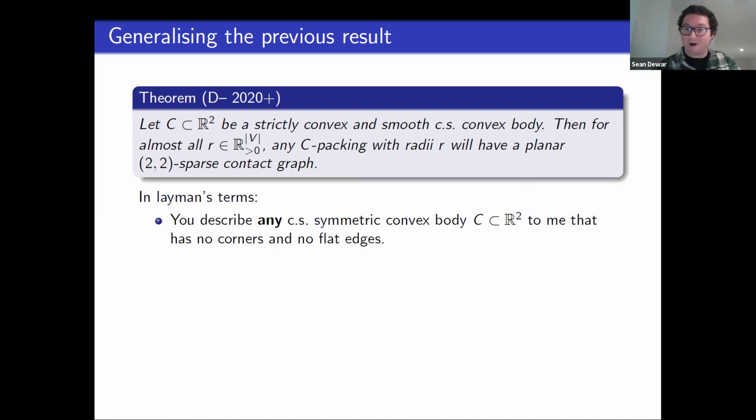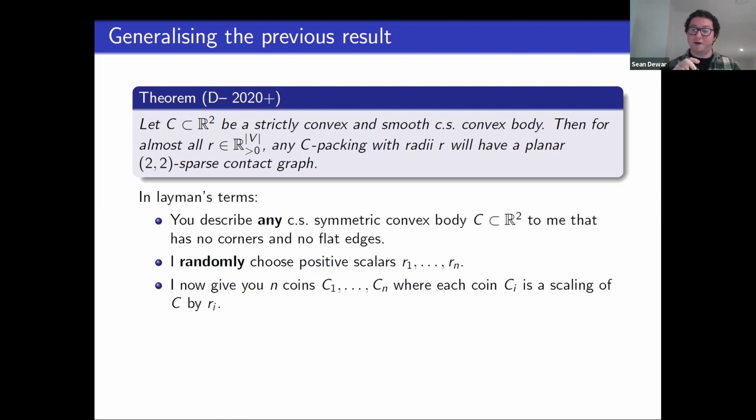Right. What can I say about this result in layman's terms? I tell you that you can describe any centrally symmetric convex body, with the proviso that it has no corners and no flat edges. Once you've chosen this, I then choose a load of random positive scalars. I just randomly choose them. I now give you n coins, where each coin Ci is the convex shape that you chose, scaled by Ri. Okay?